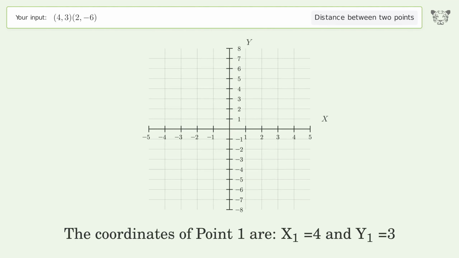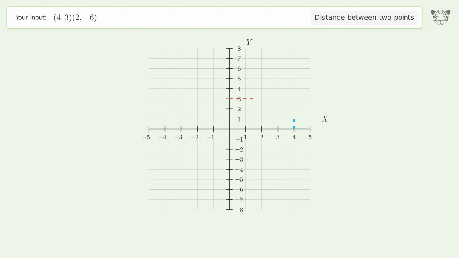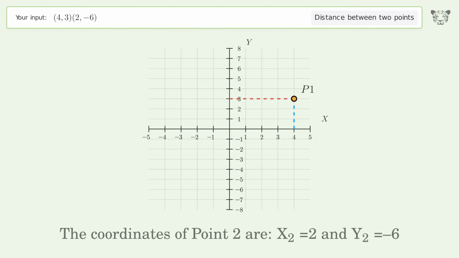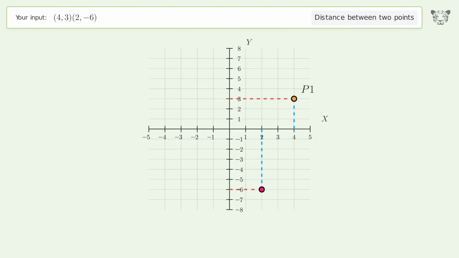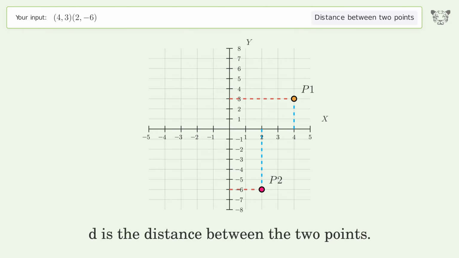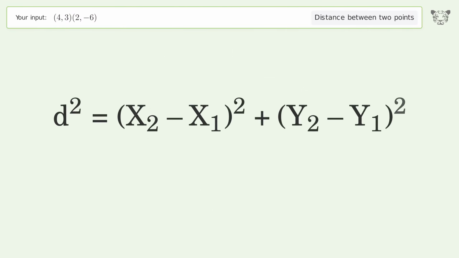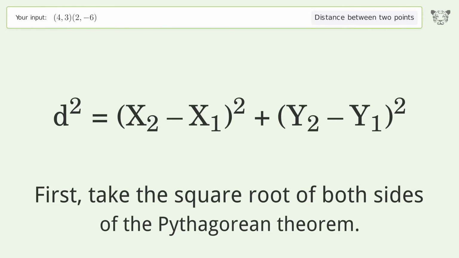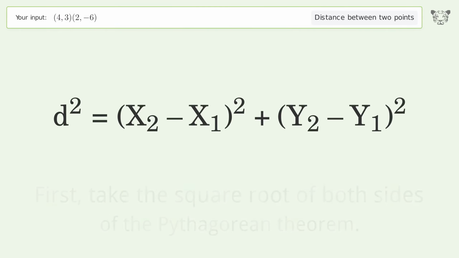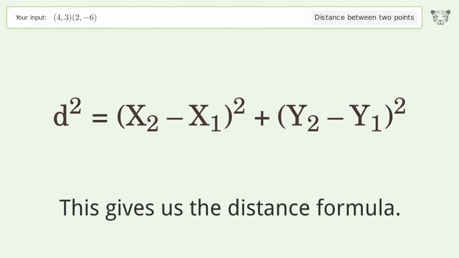The coordinates of point 1 are x1 equals 4 and y1 equals 3. The coordinates of point 2 are x2 equals 2 and y2 equals -6. D is the distance between the 2 points. First, take the square root of both sides of the Pythagorean theorem. This gives us the distance formula.